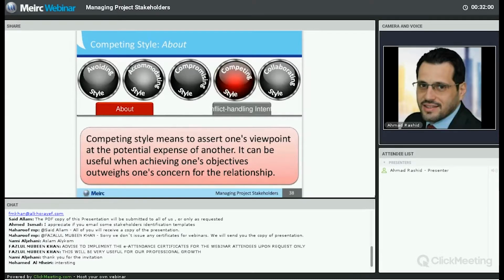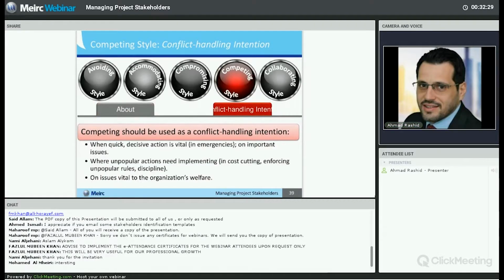We are not suggesting that competing should not be used, but it should be used with very careful analysis, because it means that you are asserting your viewpoint at the expense of others. It means that you are asking others to just give in to your viewpoints and to your judgments. So do remember that competing can be very risky, and we do not use it unless it is really needed, because it can hurt and damage the relationship between you and your stakeholders.